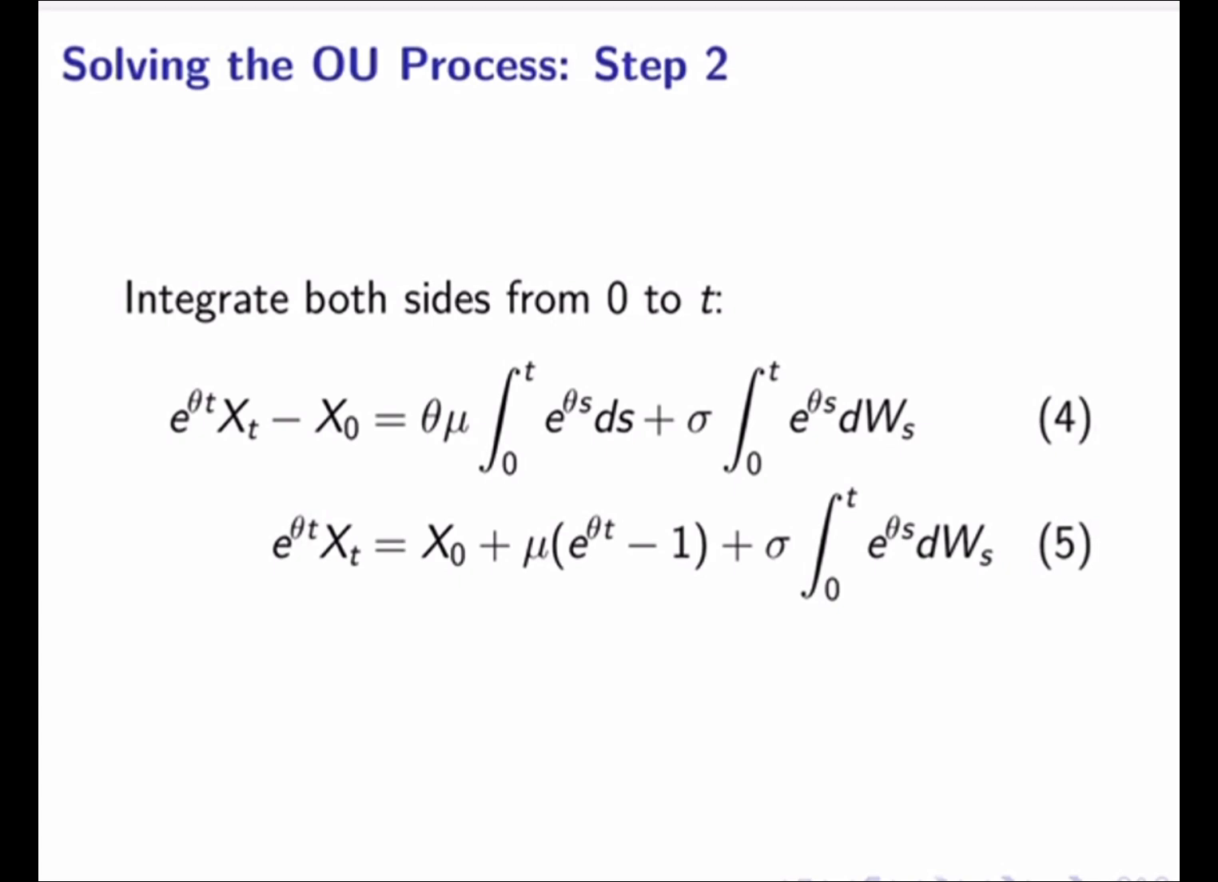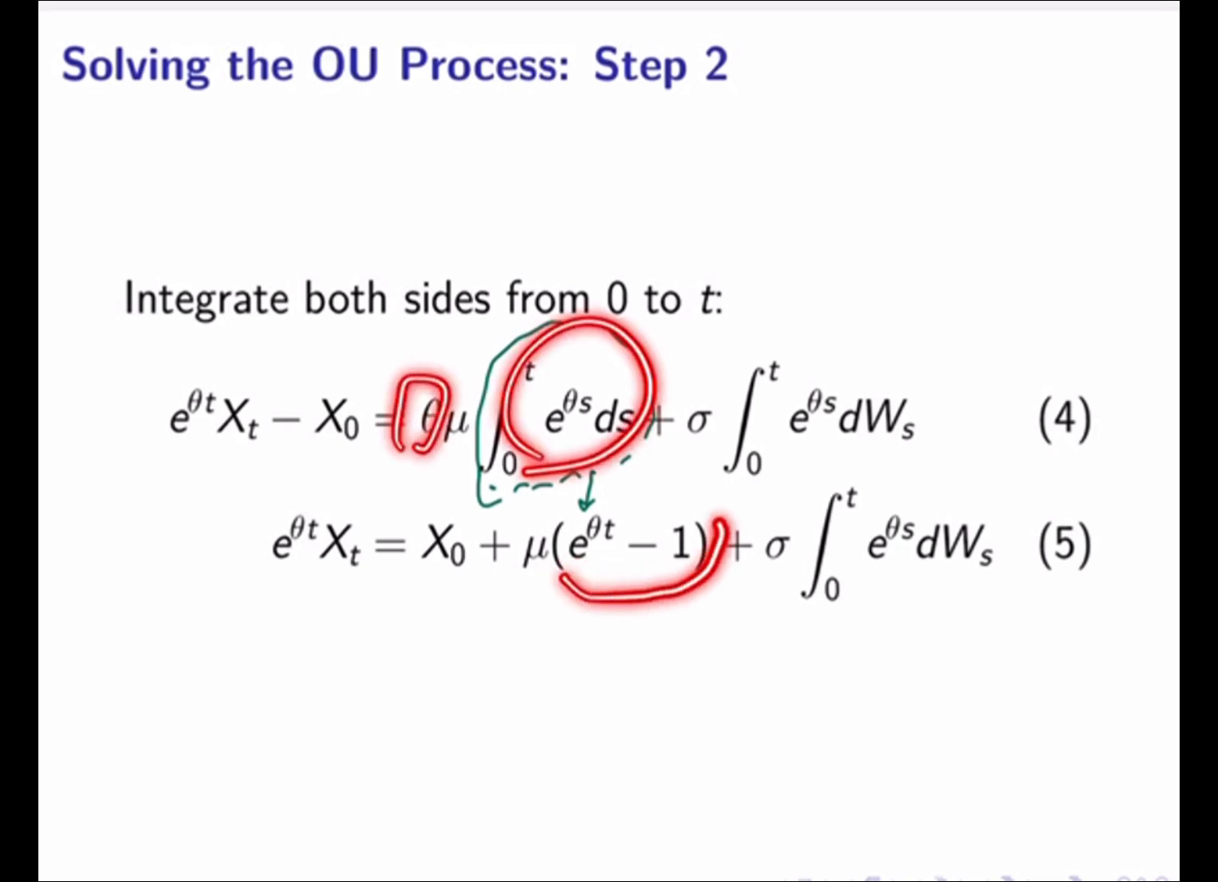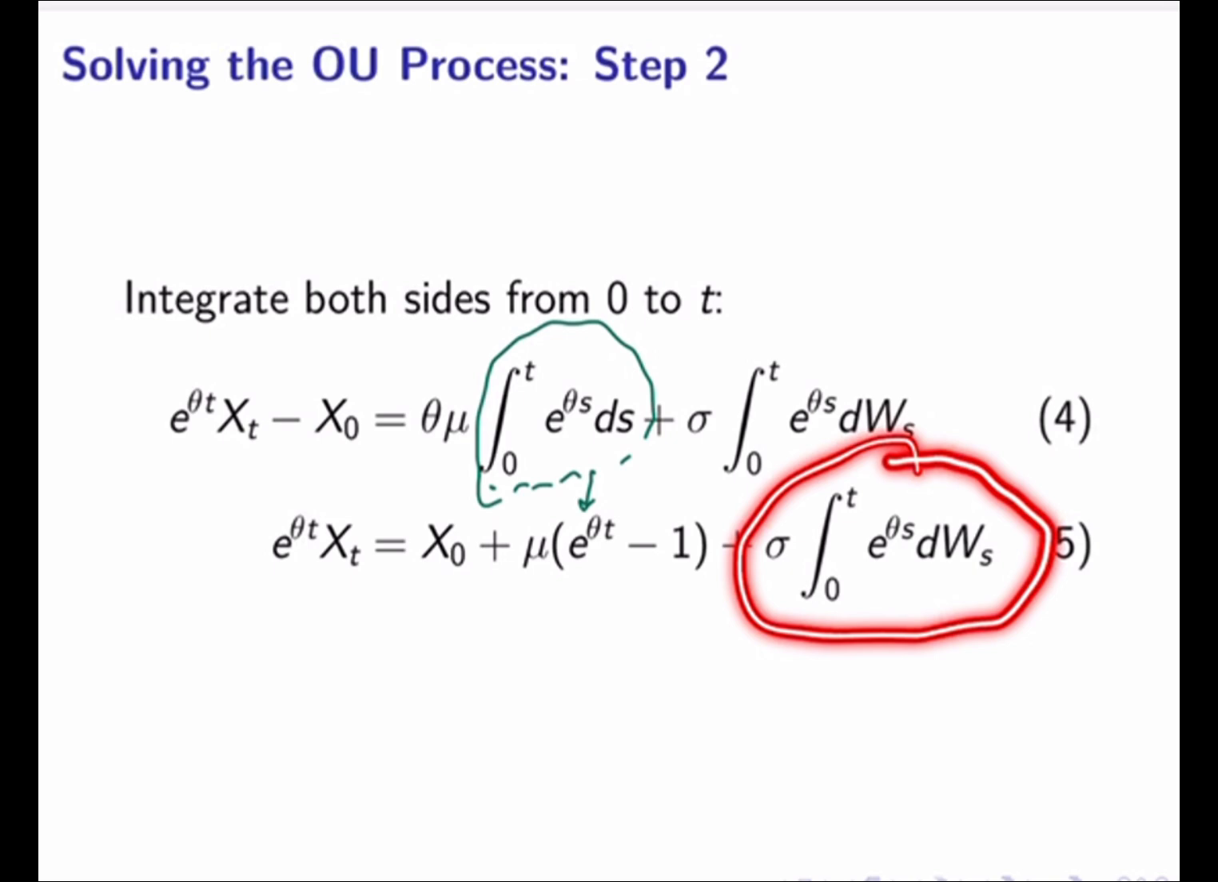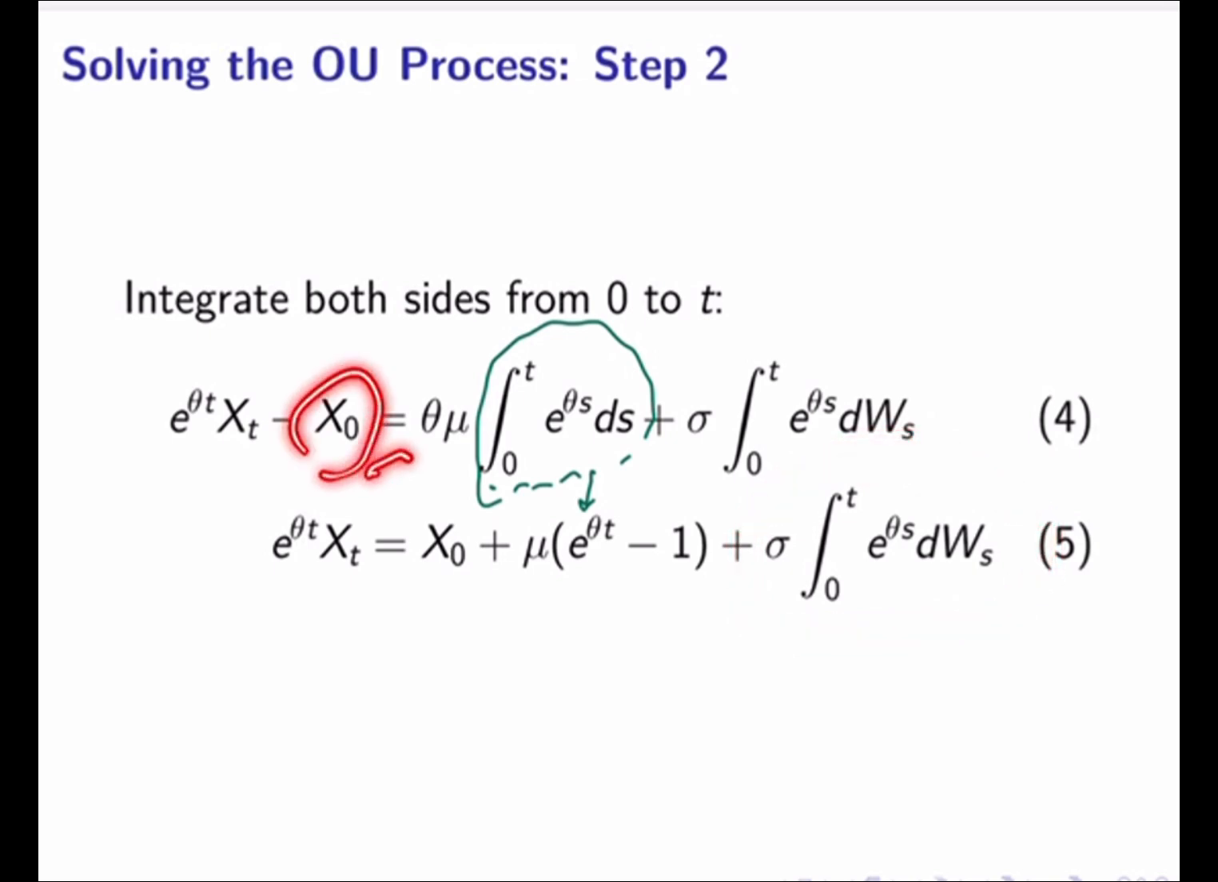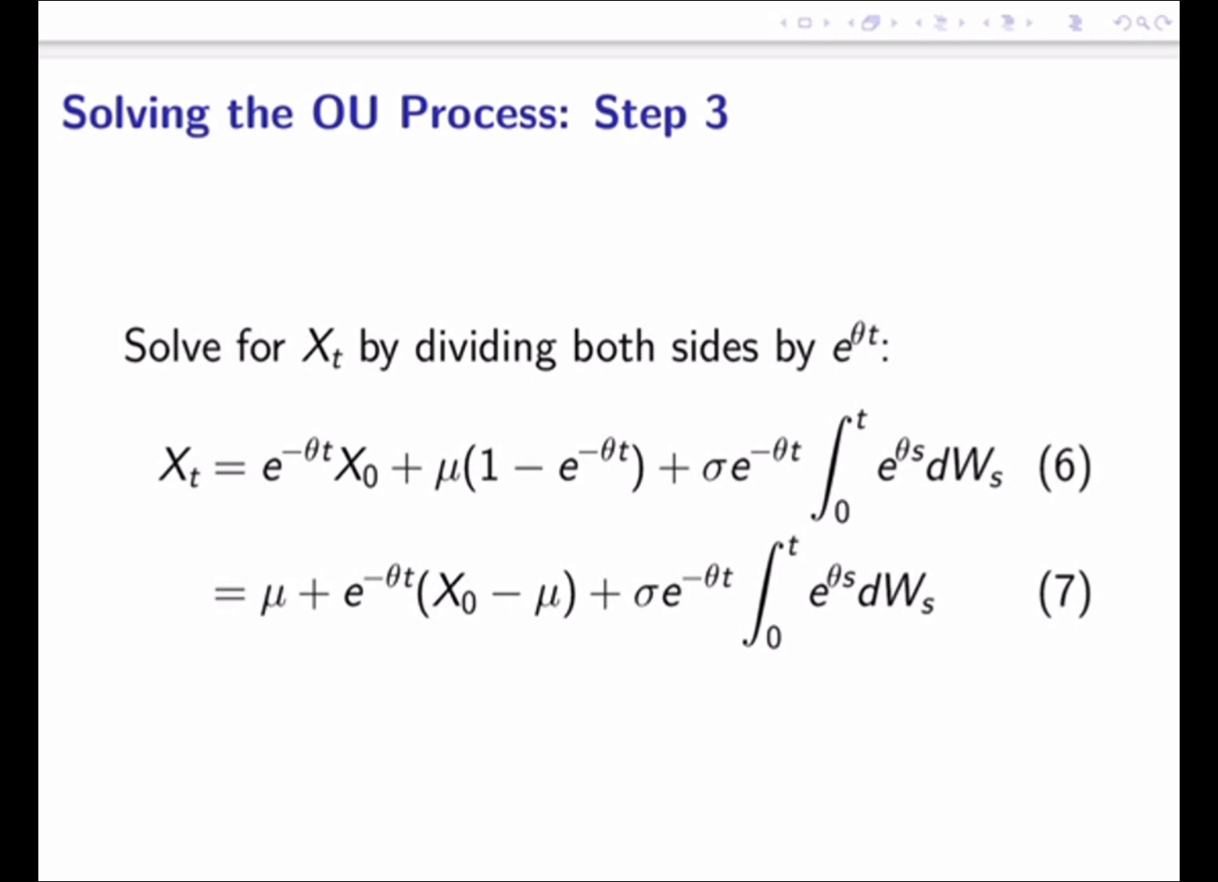The first integral has a closed-form formula, which corresponds to this quantity: exp(theta t) minus 1, divided by theta, but this theta cancels with this. So theta times this integral is equal to this term, and we copy this mu here. For the second integral, we just leave it as it is. We move this X0 to the right side, so we have a formula for exp(theta t) Xt. Again, on the right side we don't have Xt, so we are very close to the closed-form formula. Then we move this exponential factor to the right side.